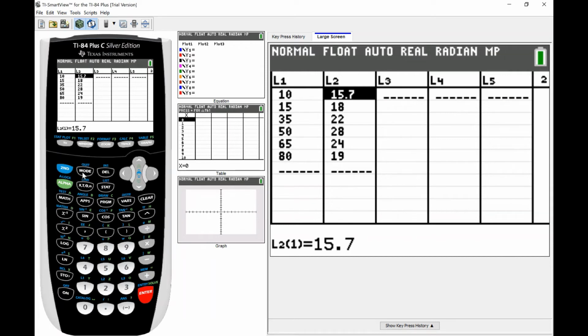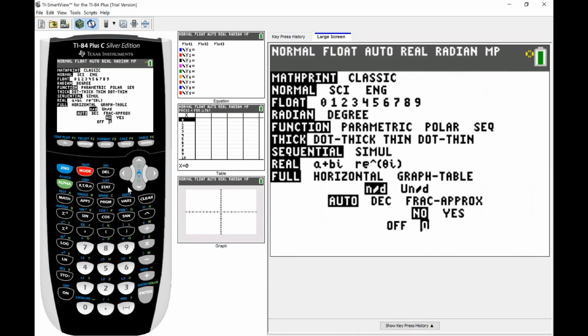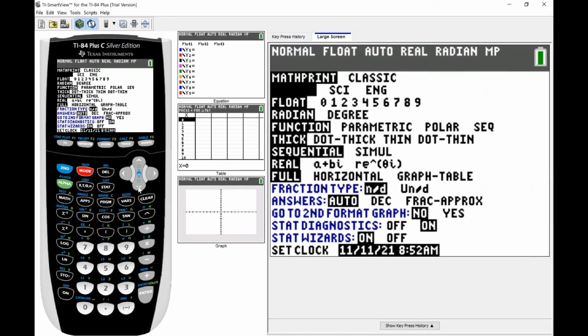I also want to make sure that I've got my stat diagnostics on. This is going to give me that value of r squared, or that coefficient of determination, which tells me how well my equation fits our data. And the equation for the curve of best fit will have the highest value of r squared. It'll be the closest to 1. So down here, stat diagnostics, if yours is highlighted off, make sure it's highlighted on. And now we're going to perform our regression equations.